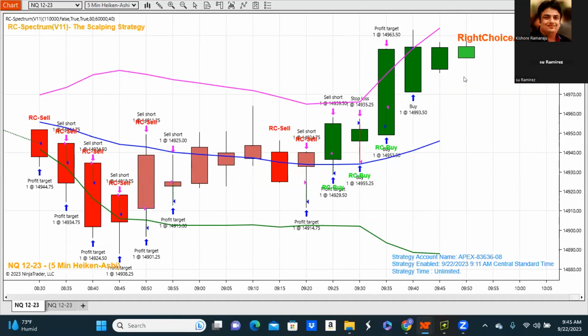So 14,993. So we need 15,003. So we make another. So yeah, there is a tough resistance. They are trying to take it up, then bears are trying to bring it down. Yeah, it is a strong resistance.